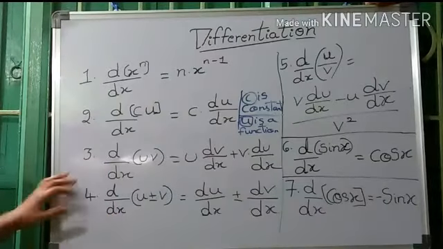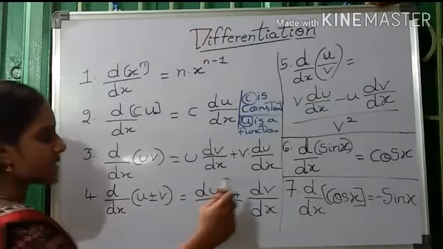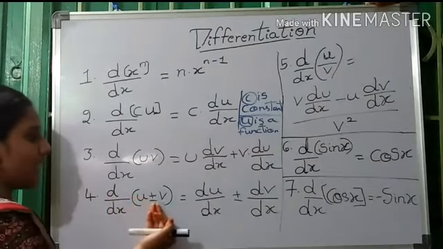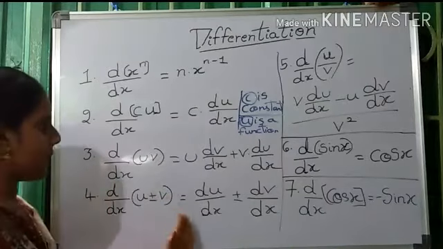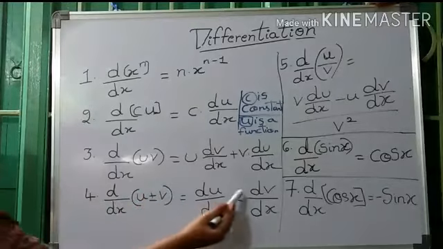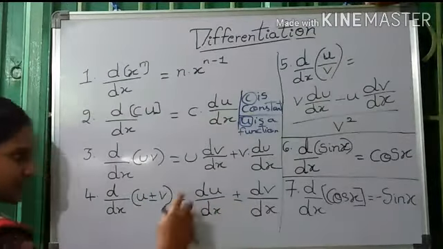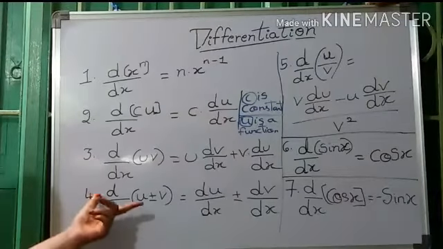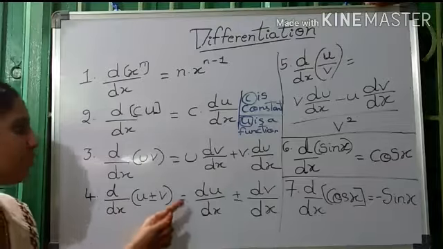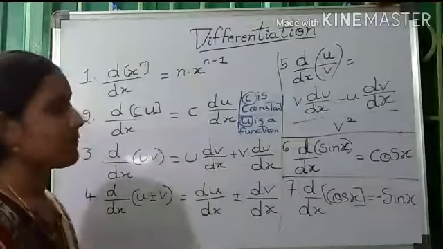The fourth formula is d by dx of u plus v means du by dx plus dv by dx. So d by dx of u plus or minus v is equal to du by dx plus or minus dv by dx.